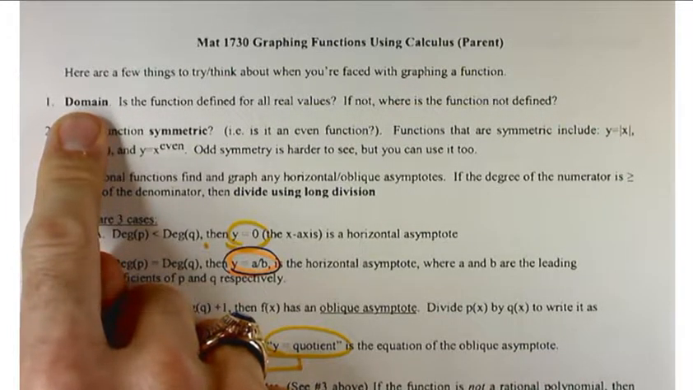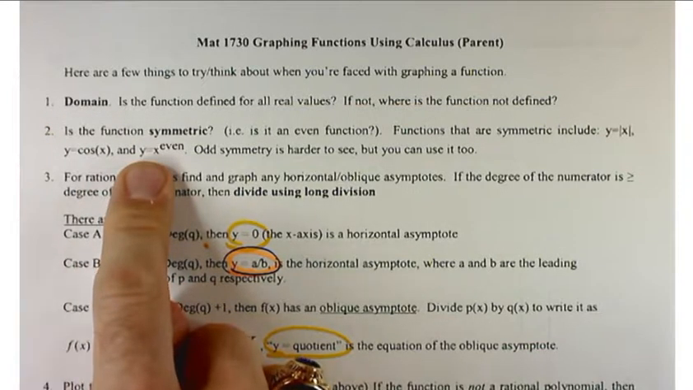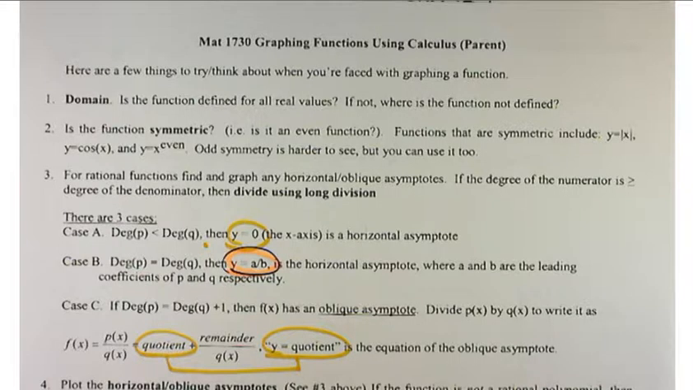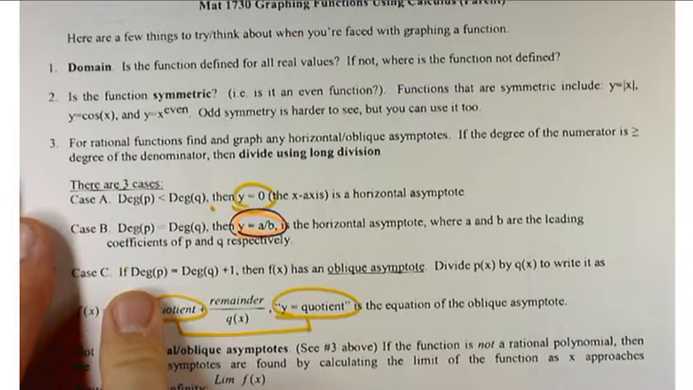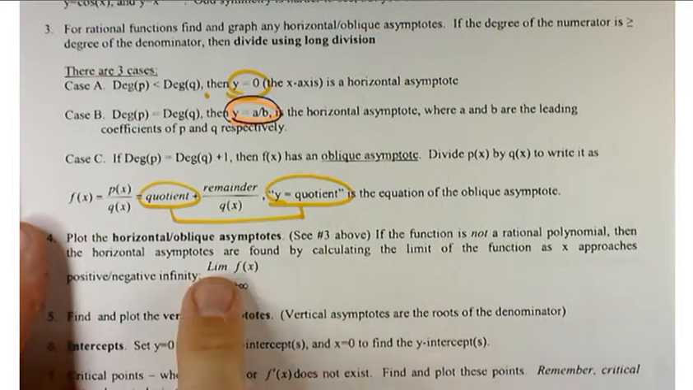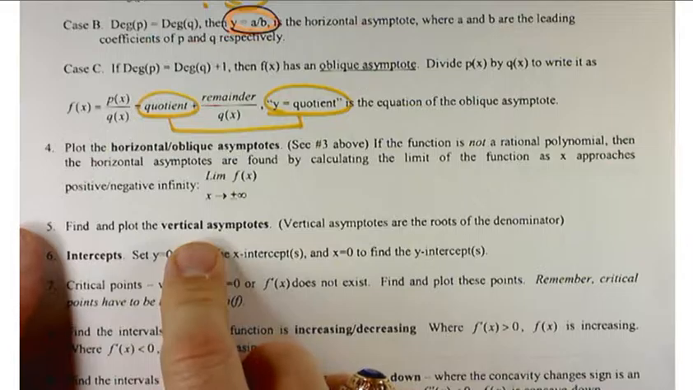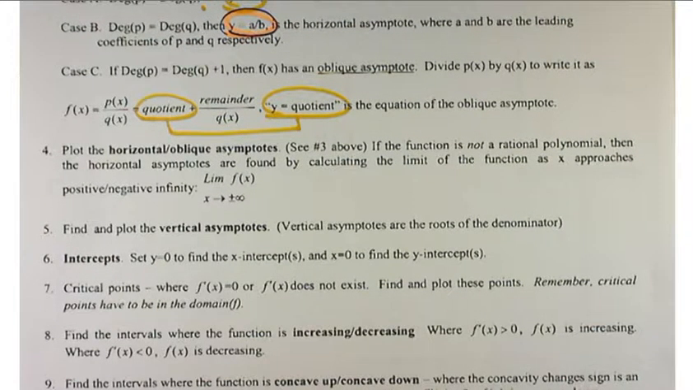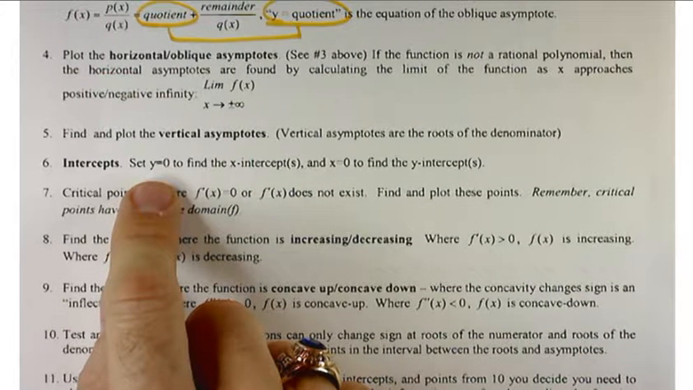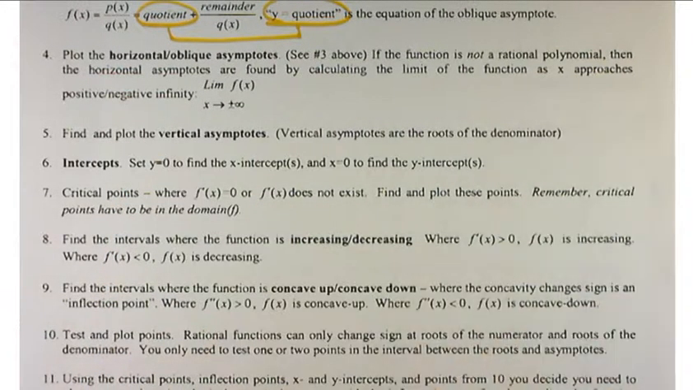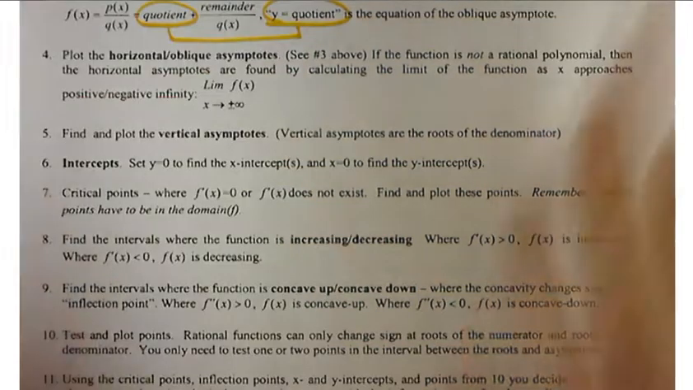First thing you want to do is look at the domain of your function. Find out if there are any restrictions. Is your function symmetric? That is, is the left-hand side a reflection of the right-hand side? For rational functions, look for horizontal or oblique asymptotes. You can also find some vertical asymptotes if you have a rational function, if you have a function that has a denominator. Your intercepts, x and y intercepts, are good to look for. So more than half of this handout is done without any calculus.